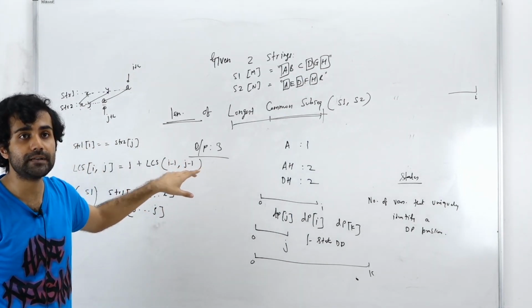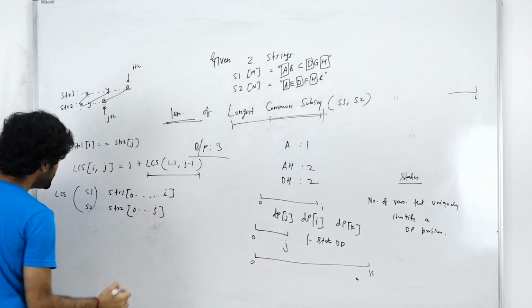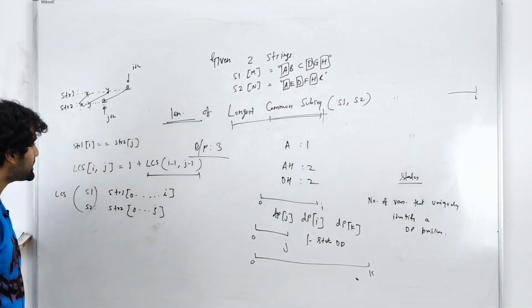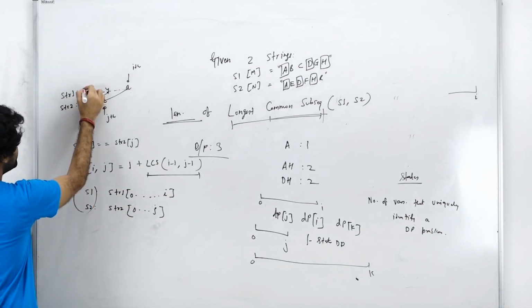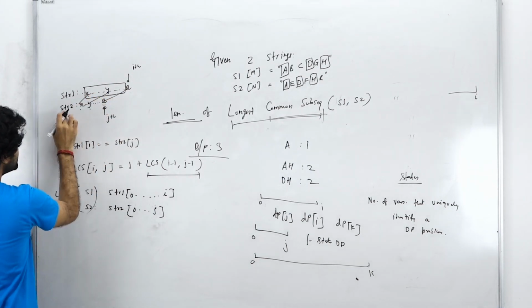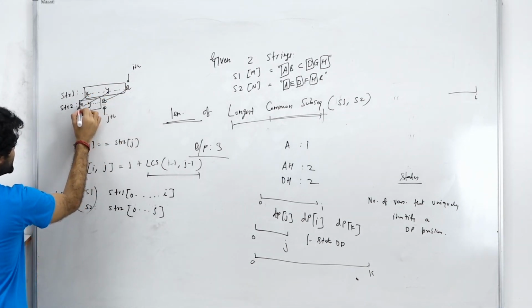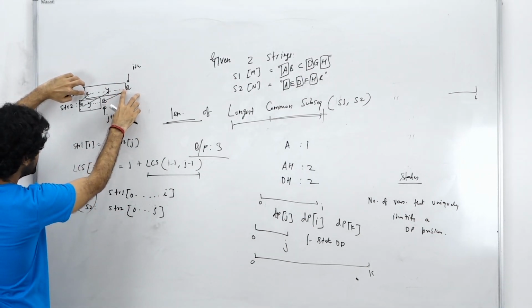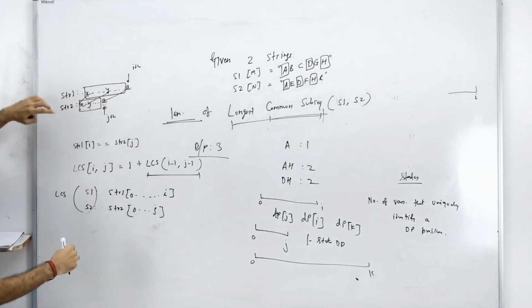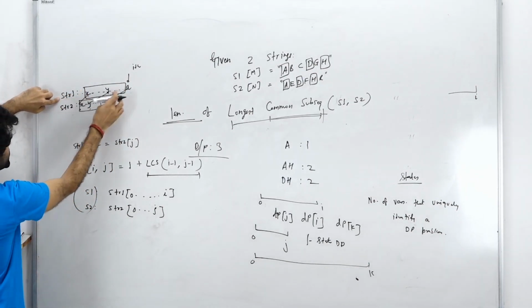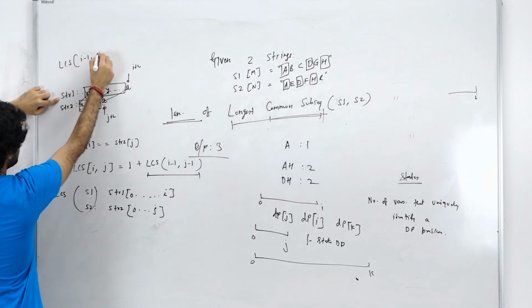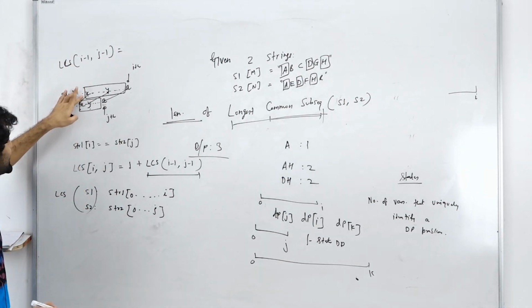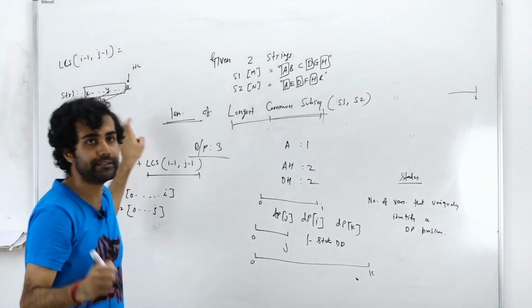Why LCS(i minus 1, j minus 1)? Because what does this mean? If you heard me well, you can understand this also. This means the longest common subsequence if I consider the portion of string 1 from 0 to i minus 1, and the portion of string 2 from 0 to j minus 1. Now you can see clearly, whatever is the LCS of this and this, like here in this case, what is the LCS of string 1 from 0 to i minus 1 and string 2 extending till here? Can you tell me what it is?